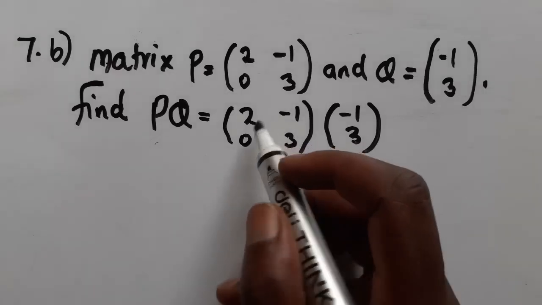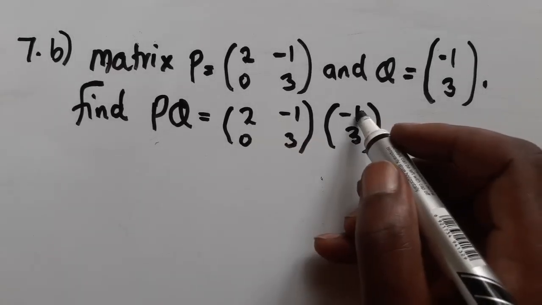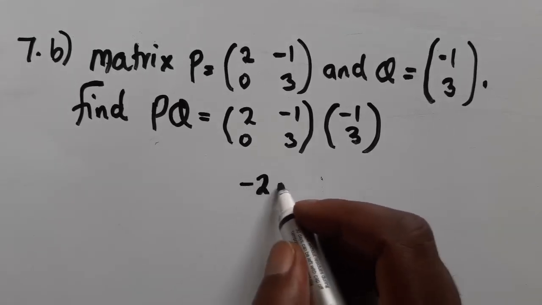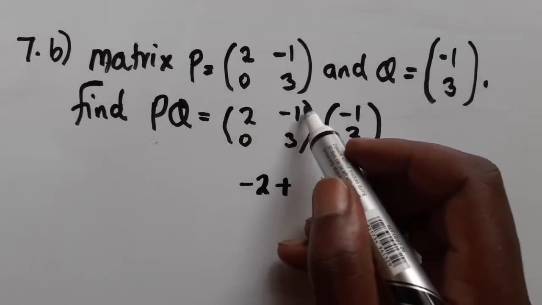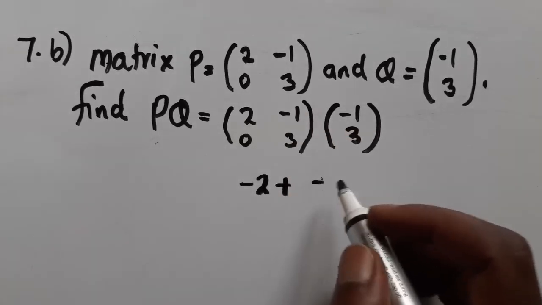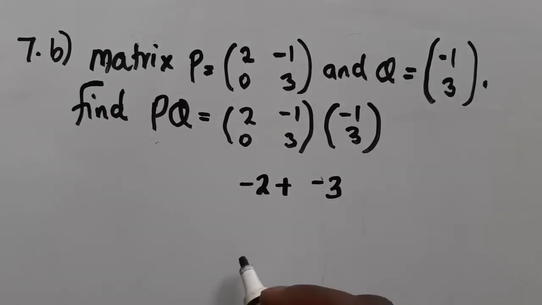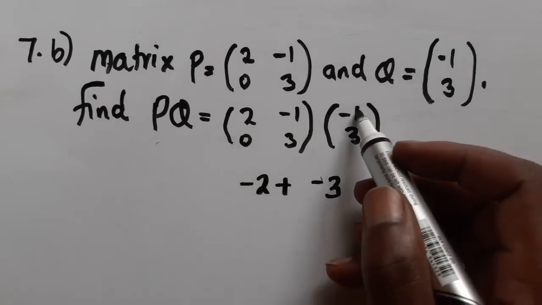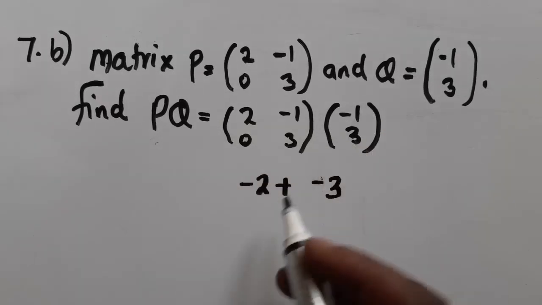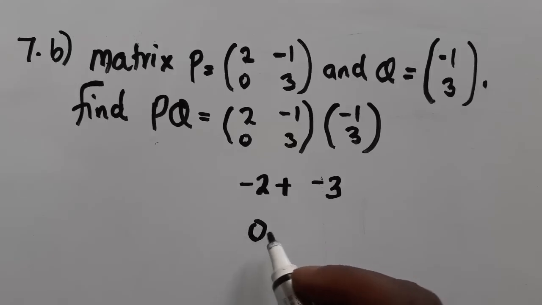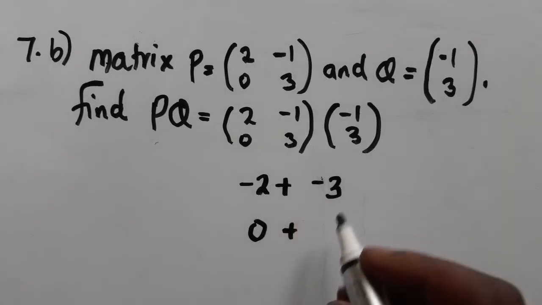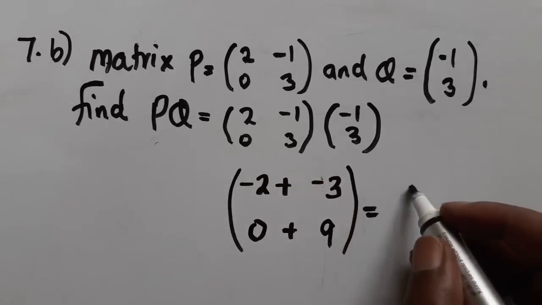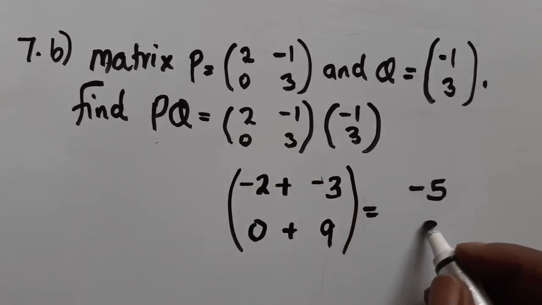Row by column. So we have 2 multiplied by -1, which gives us -2, plus -1 multiplied by 3, which gives us -3. This is a row by this column. Then we come to 0 multiplied by -1, which gives us 0, plus 3 multiplied by 3, which gives us 9. Then the final answer is going to be -5, 9.